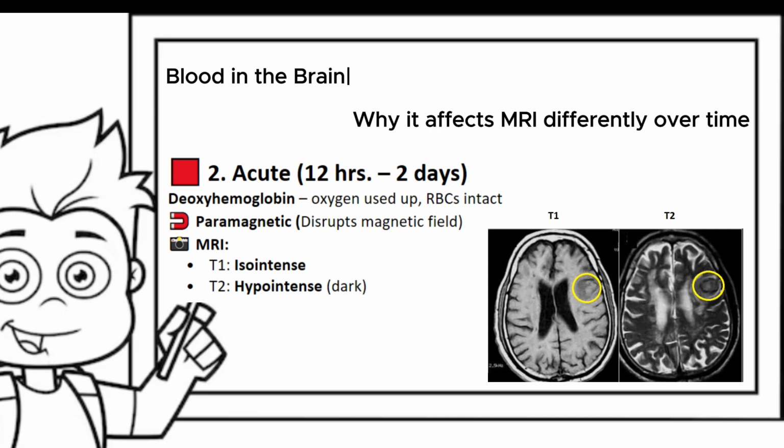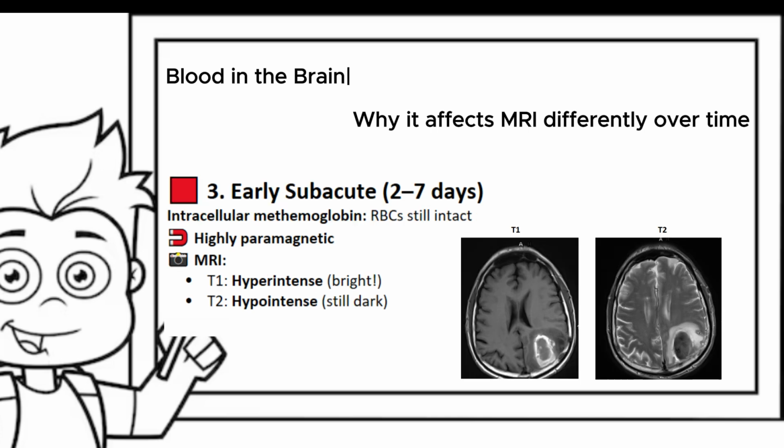What happens next? Next is between 2 to 7 days. Now things have really settled. Our red blood cells are still intact, but something happens. The oxyhemoglobin becomes methemoglobin, and this is highly paramagnetic. Remember, if it's highly paramagnetic, it will come out as bright on T1, and so T1 will come out hyperintense or bright. But what about T2? Everything is still, so T2 remains hypointense.